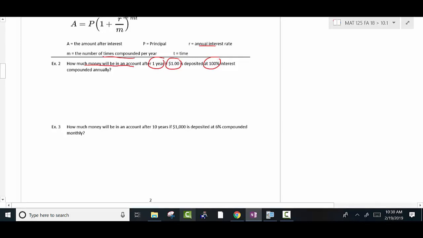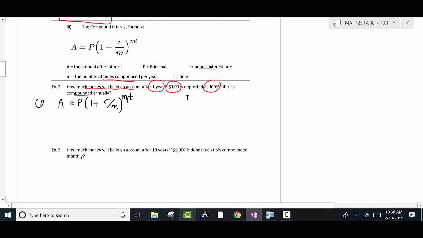What I would suggest you always do first is, since it's compounded, you're going to use the compound interest formula. So I would go ahead and write down the compound interest formula, like that. Then we'll identify everything we know, and then we'll use a calculator to put this together. All right, so let's see if we can do this now.